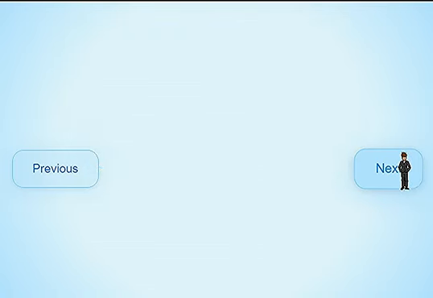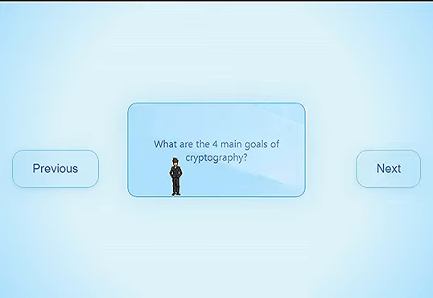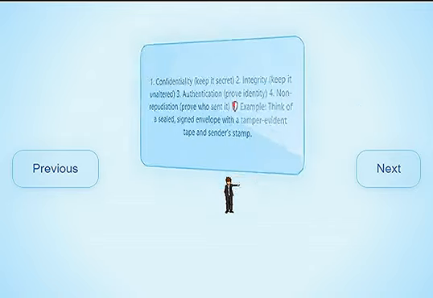Next question. What are the 3 main goals of cryptography? I know you're seeing 4 on the screen, but it's 3. Remember, this was in Class 1 Thursday. Think, think, think. Time's up.